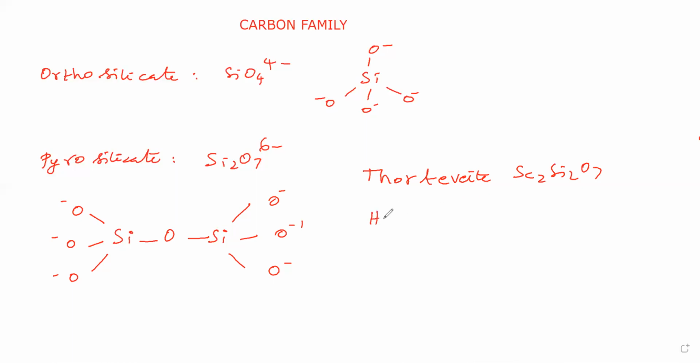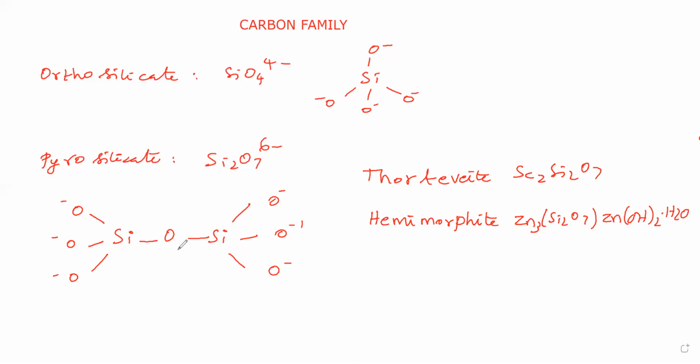Hemimorphite, for this the formula is Zn3Si2O7 (ZnOH)2 times water. In this one, this oxygen is shared by both the silicon atoms.